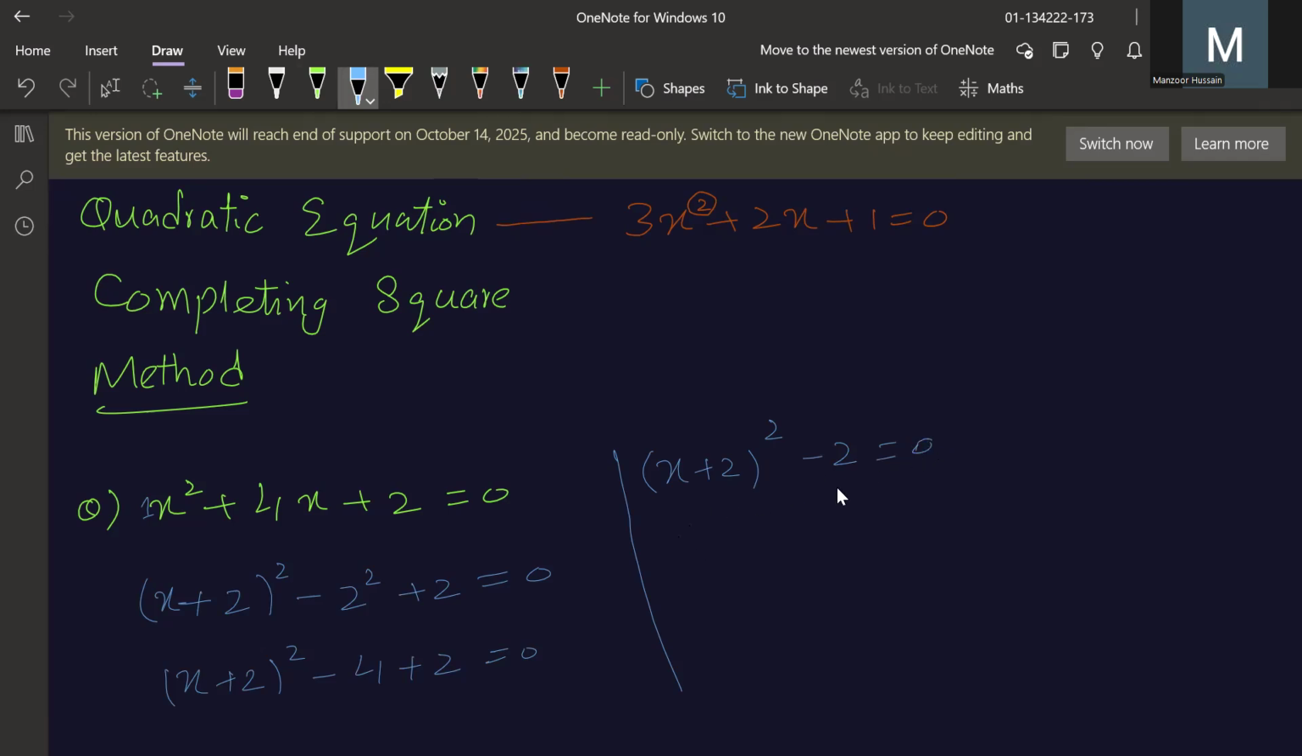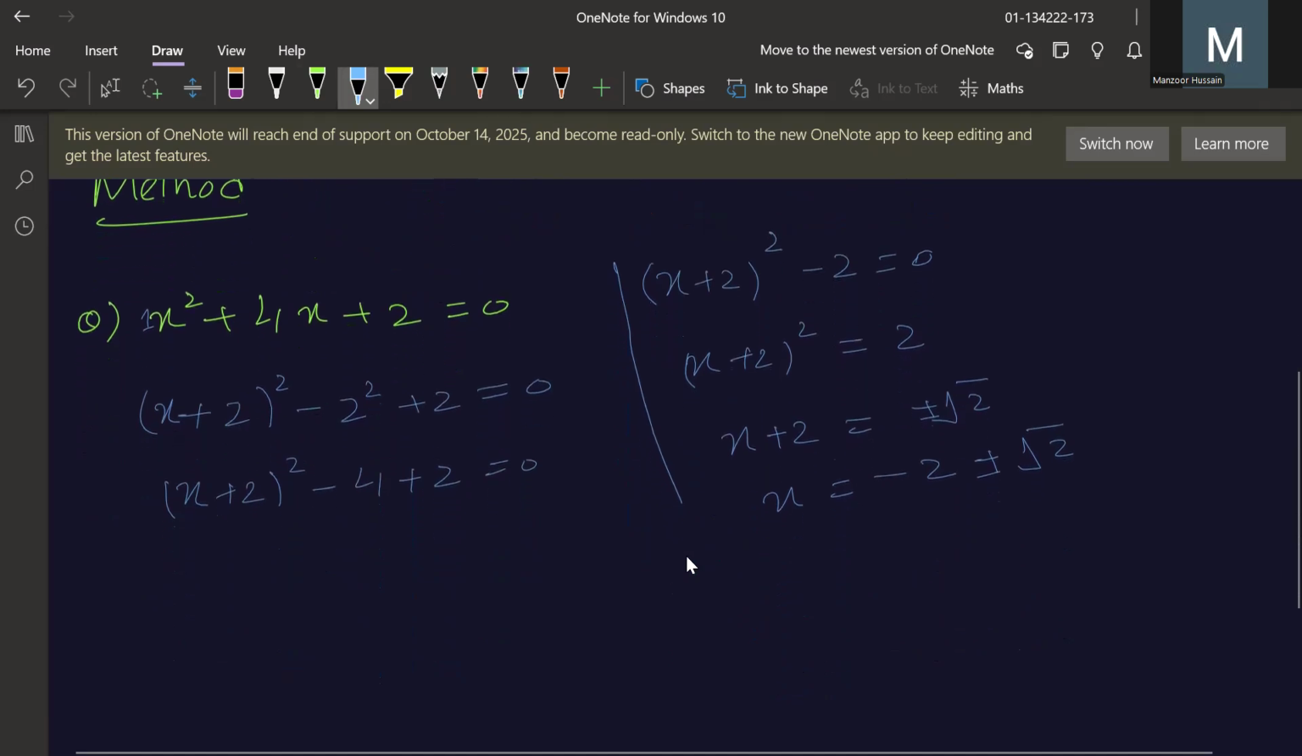Okay. (x plus 2) to the power 2 is equal to 2. To remove this power, I will put the square root on both sides and I will get x plus 2 is equal to plus minus root 2. x would be minus 2 plus minus root 2. What I did, I put minus 2 on both sides to remove plus 2, and I am left with this one.